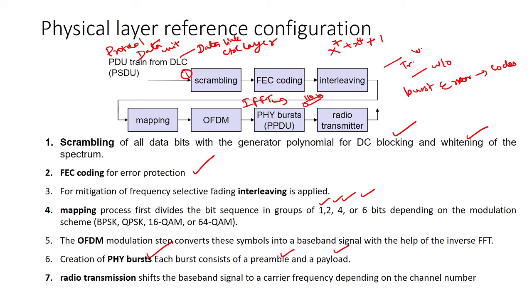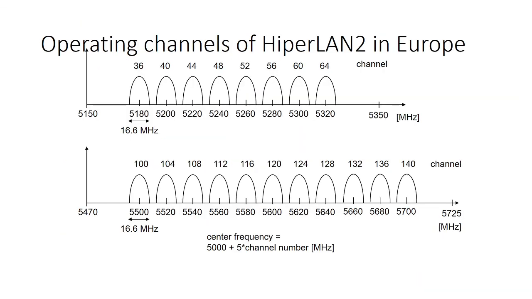In the radio transmission, the baseband signal is transmitted on the carrier frequency depending on the channel number. These are the operating channels of Hiperlan 2 in Europe. To calculate the center frequency, the frequencies operating here are in the 5000 MHz range. So it is 5000 plus 5 times the channel number, whichever channel number is used. This is the process of calculating the center frequency.